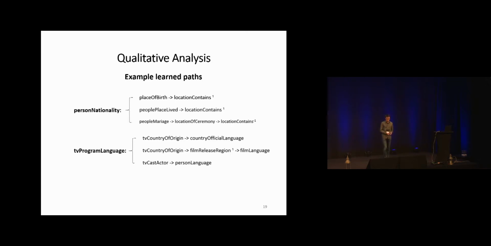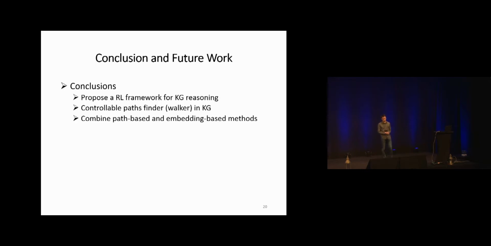So for conclusions, we are the first to apply this kind of reinforcement learning framework to do large graph reasoning. And by using reinforcement learning, we can actually control this kind of path finding process, which is impossible if you're just using random walks. And our method actually combines path-based methods and embedding-based methods because we use knowledge graph embeddings to represent the states.